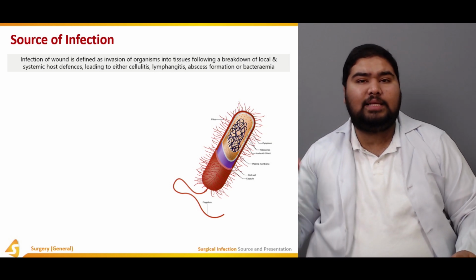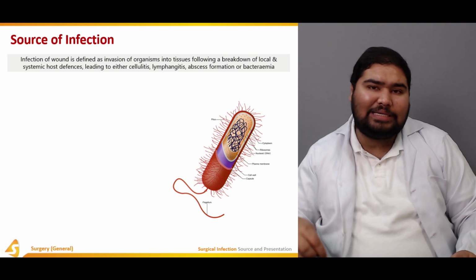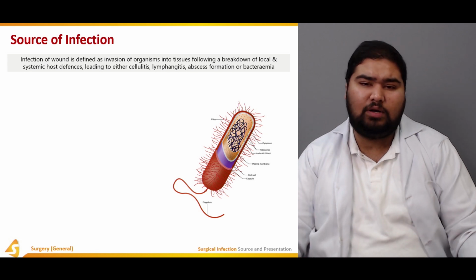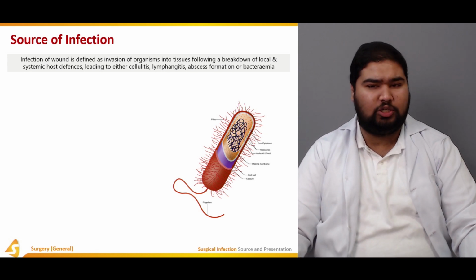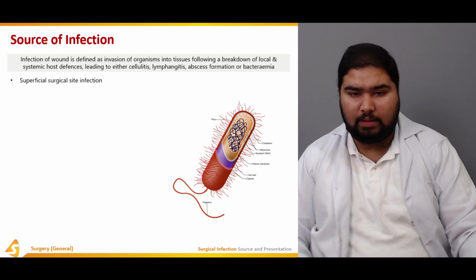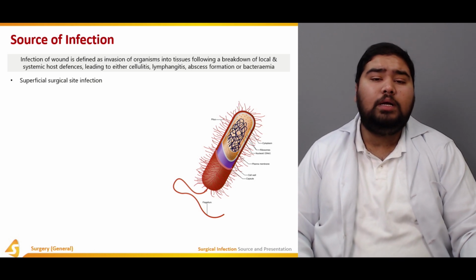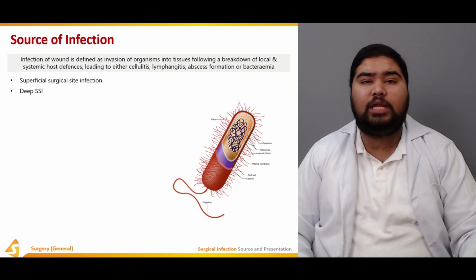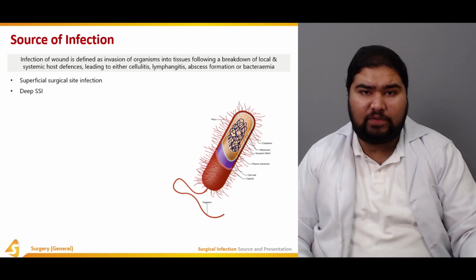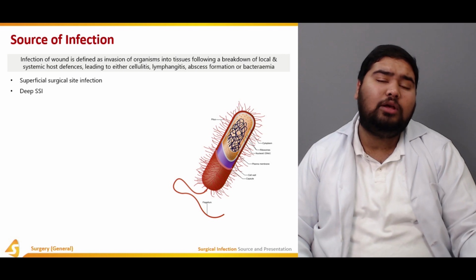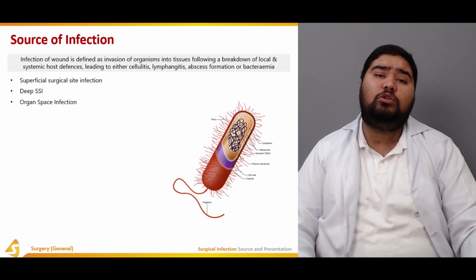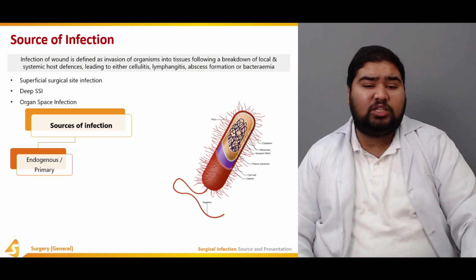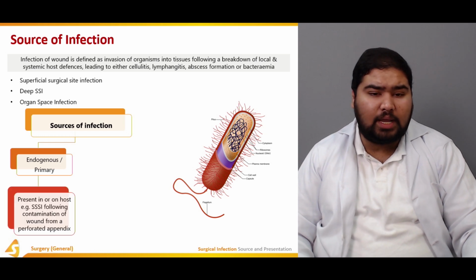So what happens is an external foreign bacteria enters within the host due to the breach in the host defenses. It can either cause cellulitis, lymphangitis, abscess formation, or bacteremia. So it can lead to a superficial surgical site infection. It can also cause a deep surgical site infection. We'll see the demarcation between the two, as in what's the difference between the two, and it can also cause an organ space infection.